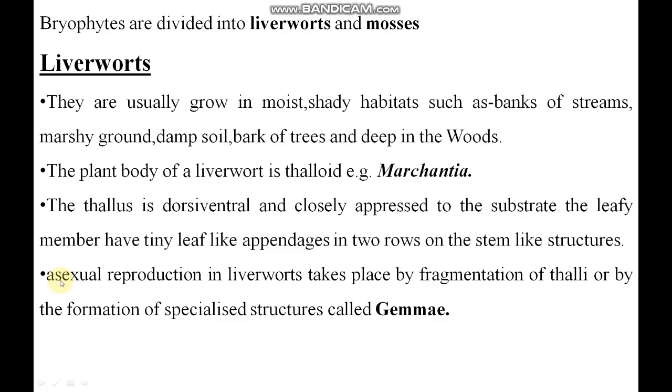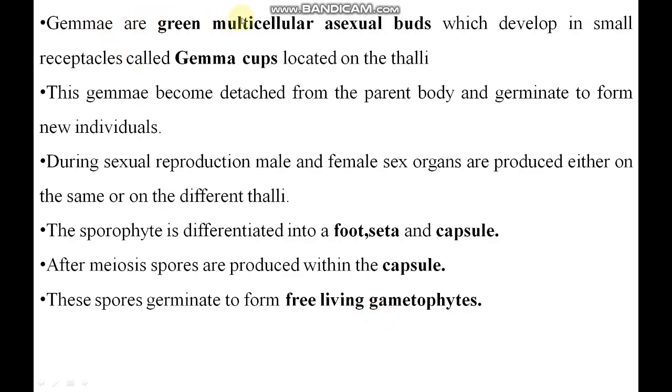Asexual reproduction in liverworts takes place by fragmentation of thalli or by the formation of specialized structures called gemmae. Gemma is an asexual structure by which reproduction takes place. Gemmae are green multicellular asexual buds which develop in small receptacles called gemma cups located on the thalli, right? These gemmae become detached from the parent body and germinate to form new individuals. This type of reproduction is called asexual reproduction.